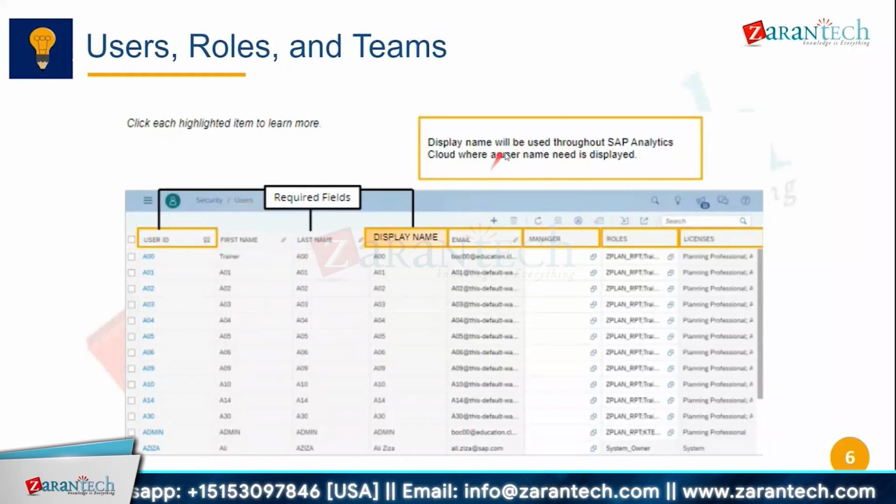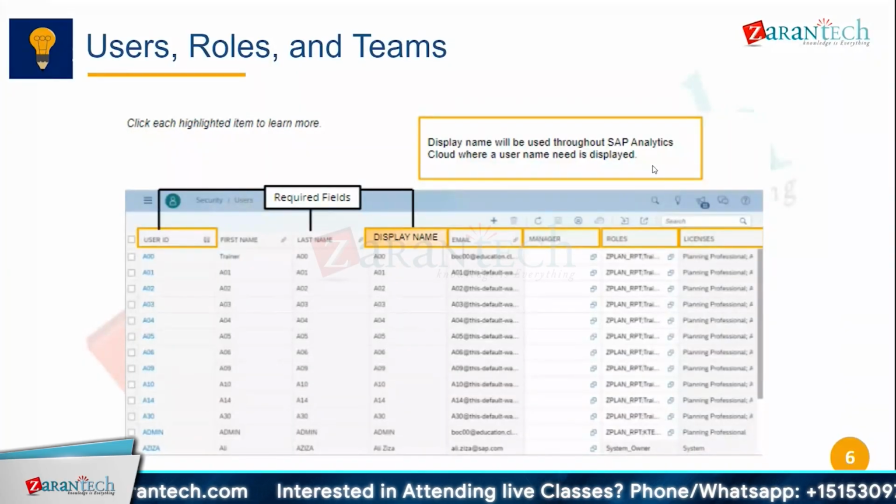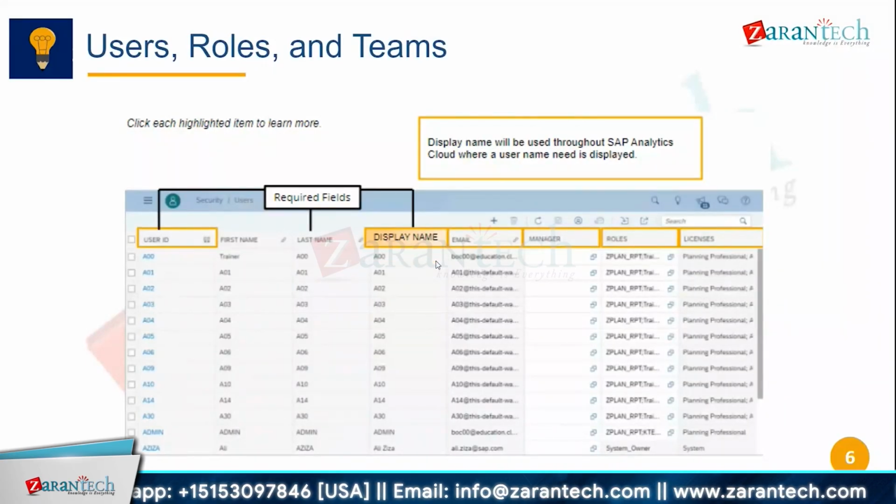Then we have the display name. Display name will be a combination of either user ID, first name or last name. You can select whichever you want to be shown. Display name will be used throughout SAP Analytics Cloud wherever a username needs to be displayed. For example, on your home screen, it will say hello Rajni, hello Ashish, hello Pavan. So display name is the one being displayed. Whenever you want to connect with your user in an interactive way, display name is used by default. You can also design it specifically, giving whatever first name or last name, depending on your local rules.